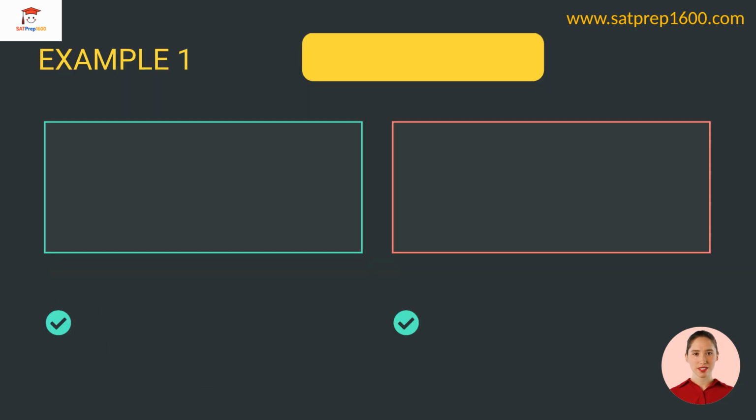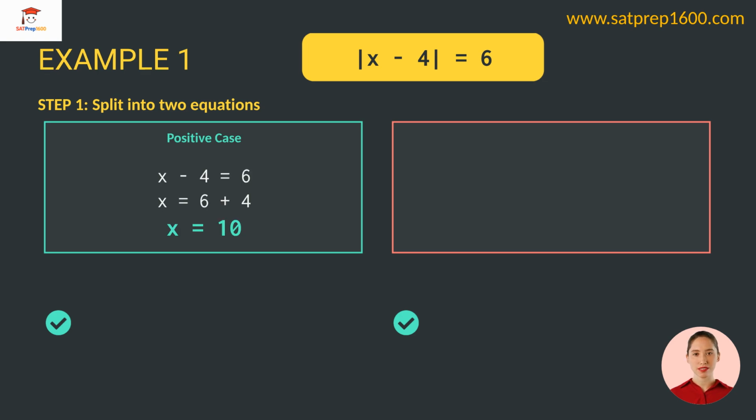Let's work through our first example. The absolute value of x minus 4 equals 6. Step 1. Split it into 2 equations. The positive case gives us x minus 4 equals 6, so x equals 10. The negative case gives us x minus 4 equals negative 6, so x equals negative 2.